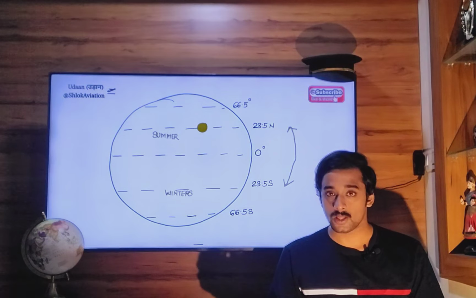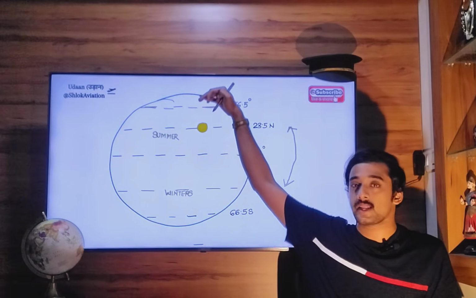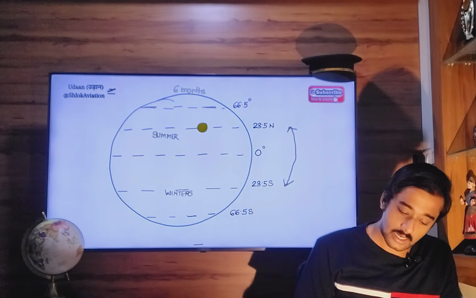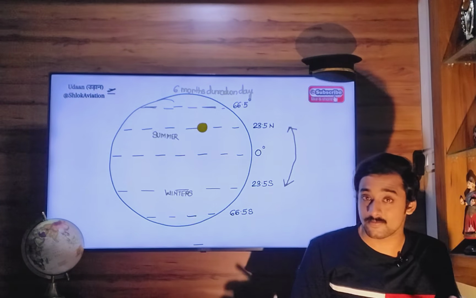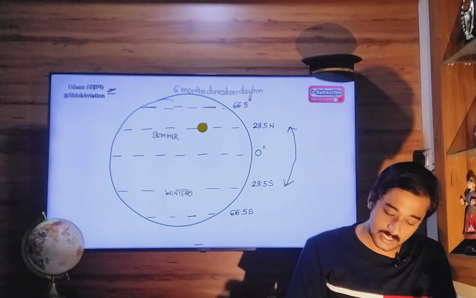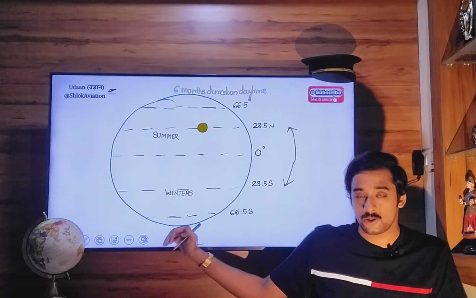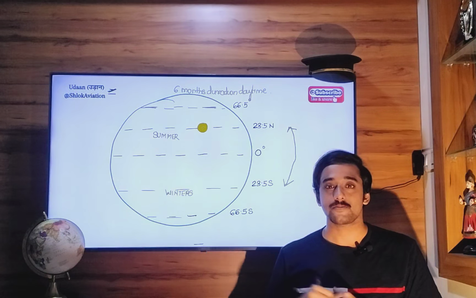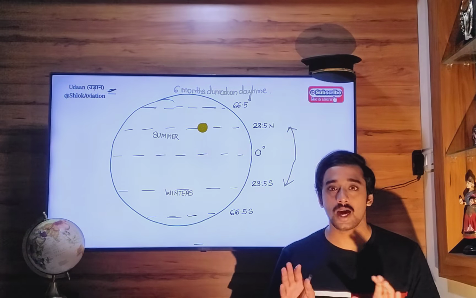When we have summers in the north hemisphere, all latitudes or all places above this 66.5 degree north latitude will have a continuous 6 months duration of daylight. So they won't have night time. And at the same time, all places or latitudes below 66.5 degrees south will have 6 months of winters, that is 6 months back to back of night time. So there won't be any sunrise, no daytime, only darkness.